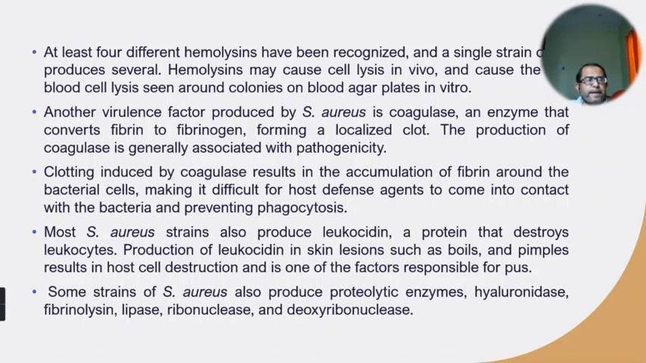Now, this production of coagulase enzyme favors the pathogen. How? Because of the accumulation of fibrin around the bacterial cell wall, our defense system is not able to make contact with the bacteria and cause phagocytosis. So because of this accumulation of fibrin around the bacterial cells, our phagocytic cells are not capable of engulfing and killing this pathogen. Okay, so it contributes to the pathogenicity of Staphylococcus aureus.